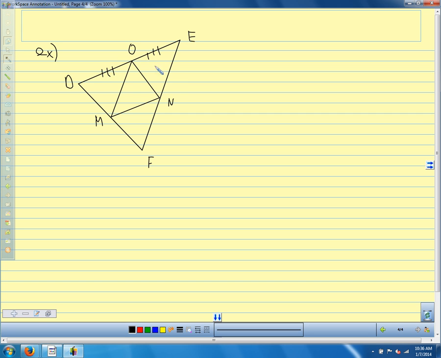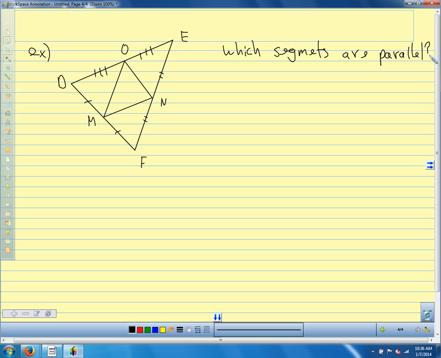And those two segments are congruent. Those two segments are congruent. And those two segments are congruent. And our questions are, which segments are parallel? So let's figure out what this picture is telling us.